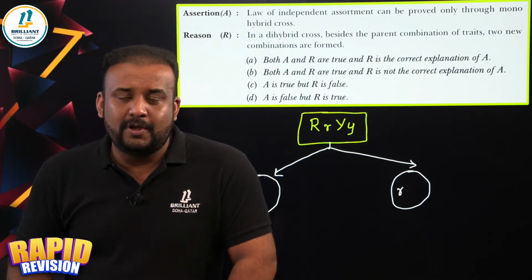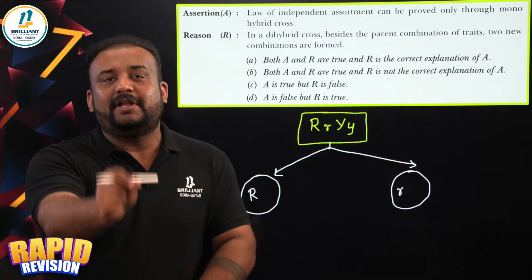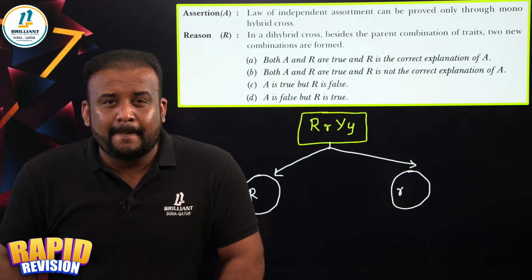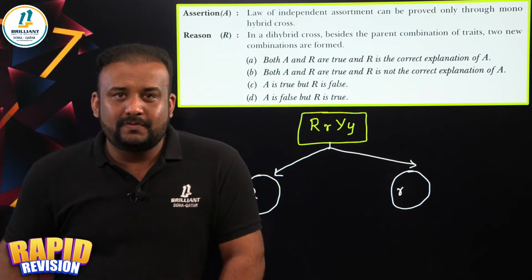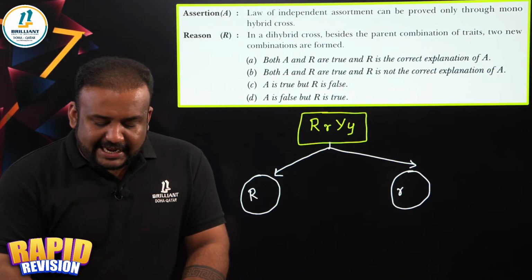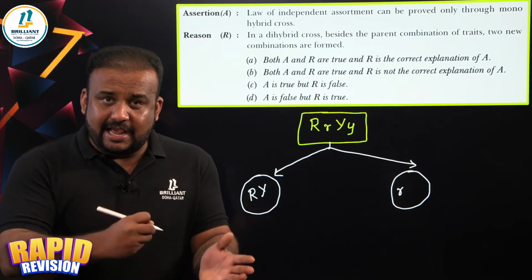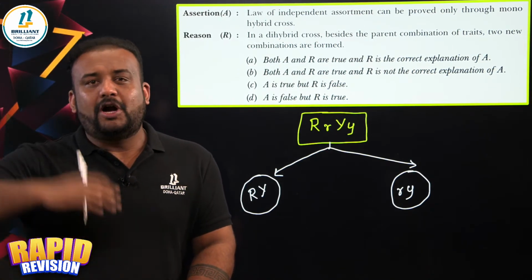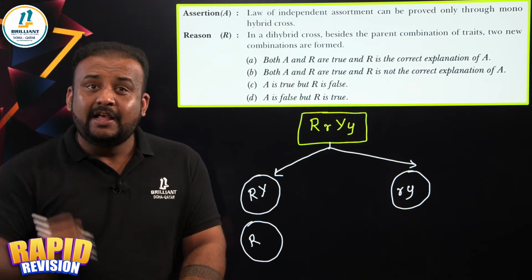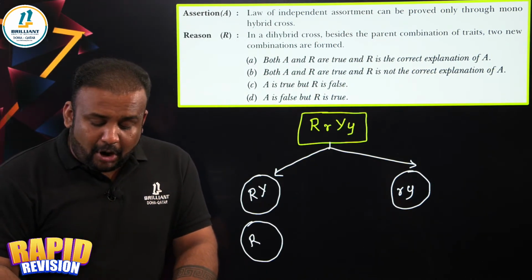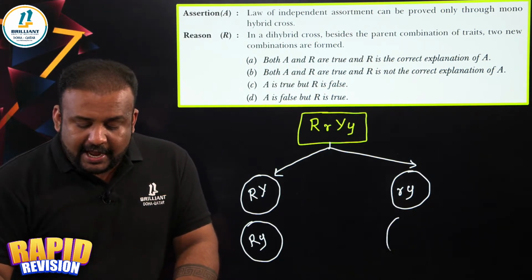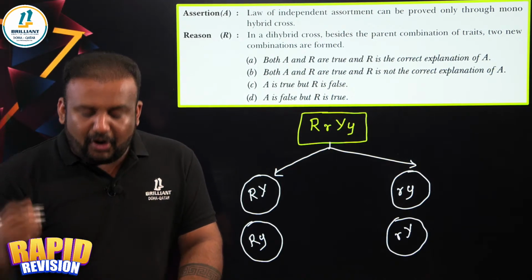Who will go among capital Y and small y to the gamete having capital R? That is the question. Anyone can go. So if capital R is accompanied by capital Y in this gamete, definitely the other gamete will be small r, small y. At the same time, there is one more probability. Capital R can be accompanied by small y as well. Then the other probability will be small r, capital Y.